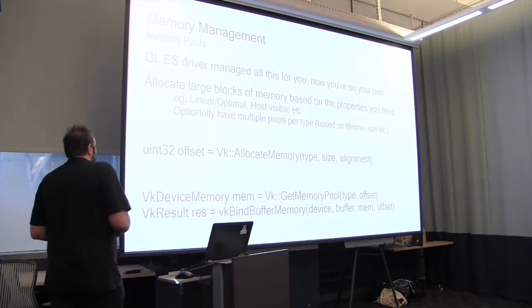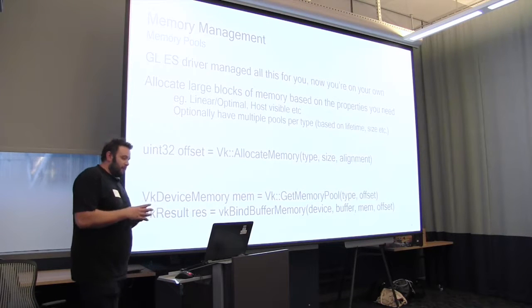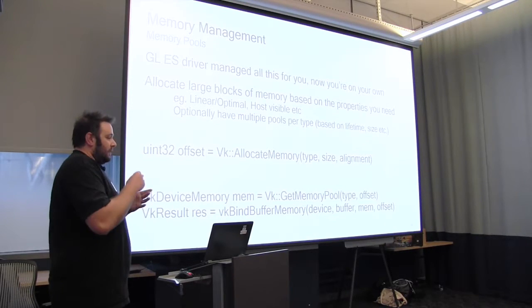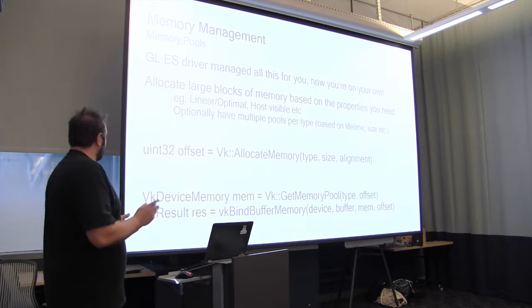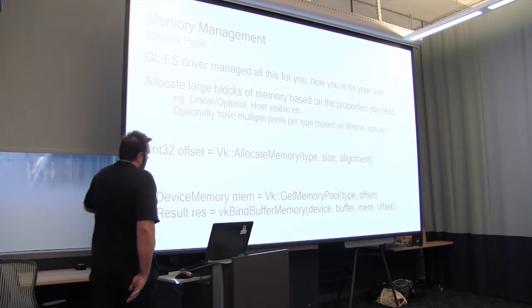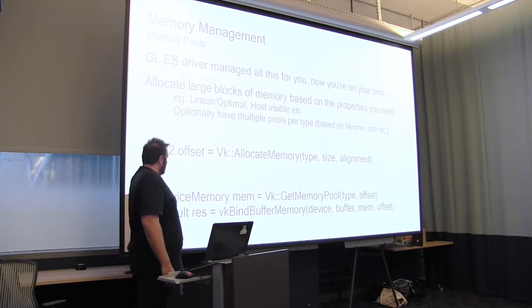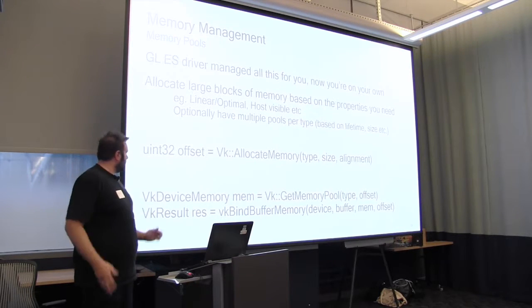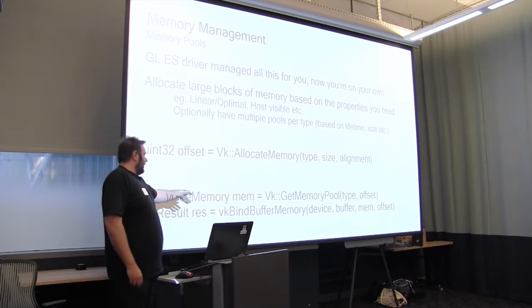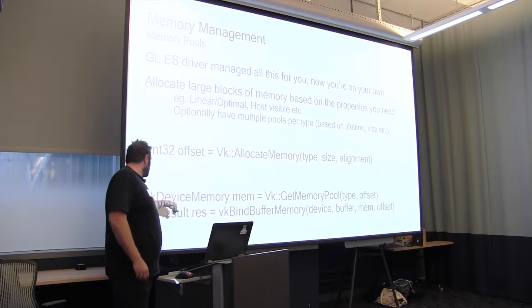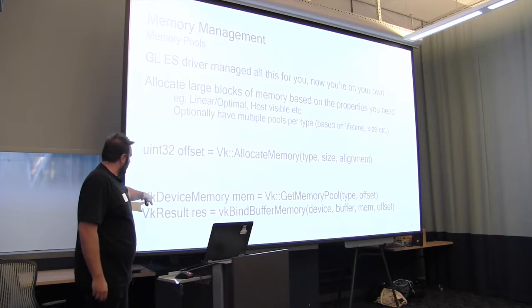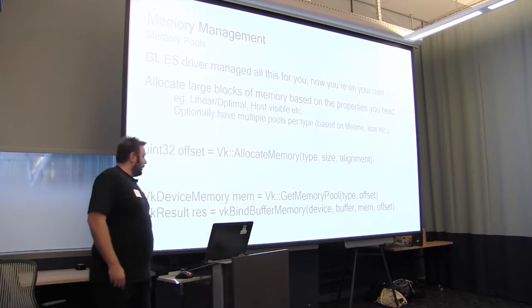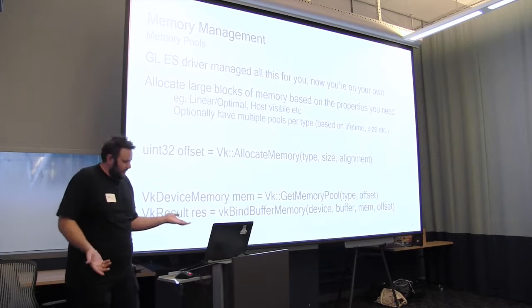The rough recommendation at the moment is to allocate large blocks of memory based on the properties that you need for your buffer, and then set up your allocator to allocate out of those. So you want to have a little allocate memory function that gives you an offset into the big buffer that you've allocated for your memory type, and then you have some way to index into that from the pool, which will actually return your VkDeviceMemory, and then you'll be able to bind that memory to the buffer that you want.